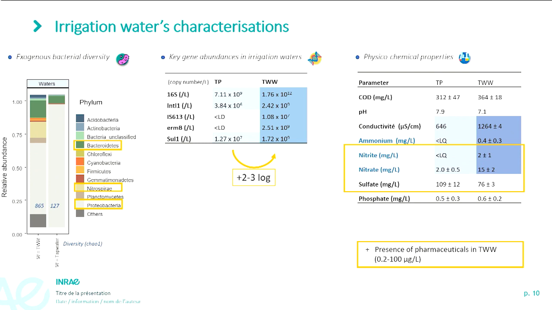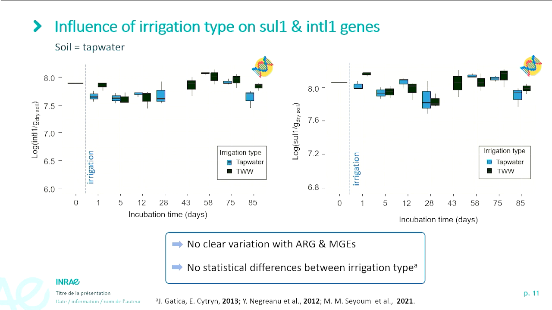About the key gene abundances, we found globally higher bacterial abundances and higher copy numbers of antibiotic resistant genes and mobile genetic elements among the selected ones, 2 to 3 log units higher, and also higher ammonium and nitrate concentrations in treated wastewater compared to tap water. And there was also the presence of several pharmaceuticals in treated wastewater. Now I'm going to show you the results obtained with the tap water soil, knowing that globally the same trends were observed with the treated wastewater soil.